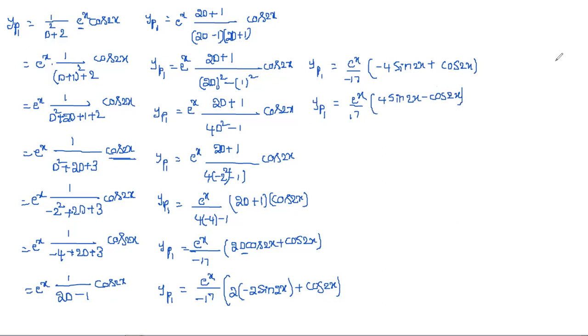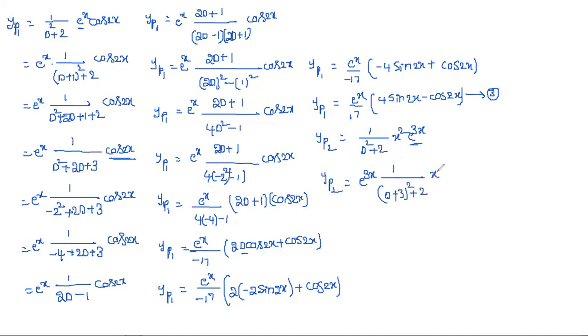So we need to calculate yp2, and let us take that this is nothing but the third term. Now yp2 is equal to 1 by D square plus 2 into x square e power 3x, right? x square e power 3x. So same as usual, first we write e power 3x on the left of this, and immediately we have to substitute D plus 3 in place of D: 1 by (D plus 3) whole square plus 2, into x square.